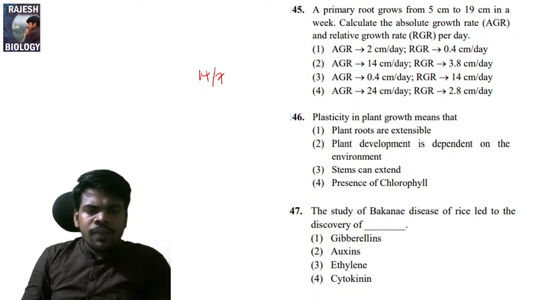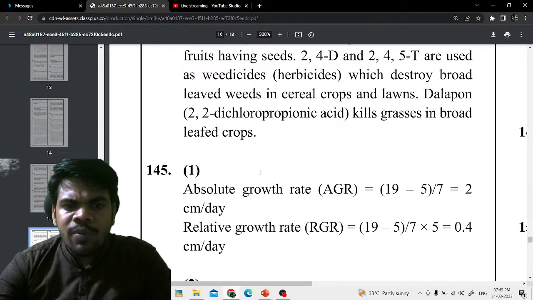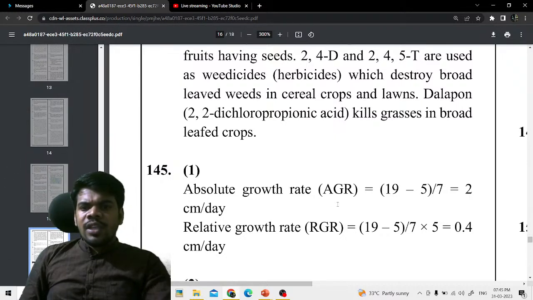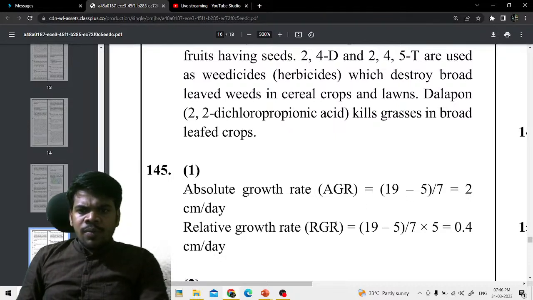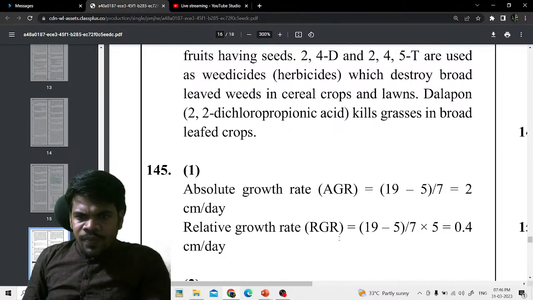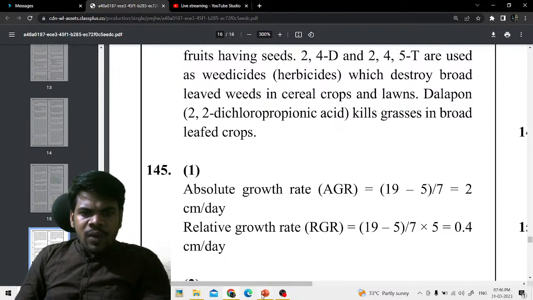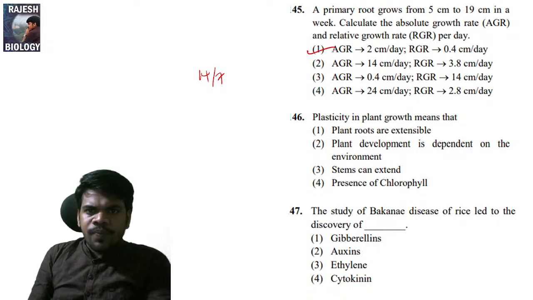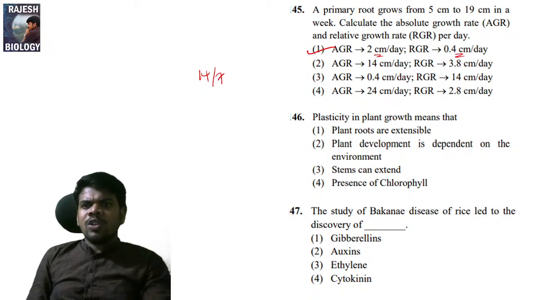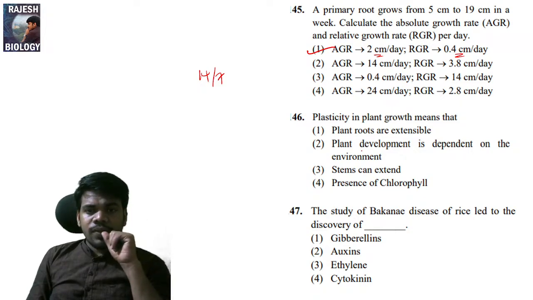45, Jnaneshwari. Okay, let me check this explanation. How to calculate this? Absolute growth rate, AGR, is 19 minus 5 over 7, which is 2. That is the absolute growth rate. But here what we have to do? Relative growth rate means 14 by 7 into 5, which is 0.4 centimeters a day. So 45 is how much? 45 is option 1. Absolute growth rate is 2 centimeters. It is 0.4 centimeters a day. Okay, perfect.